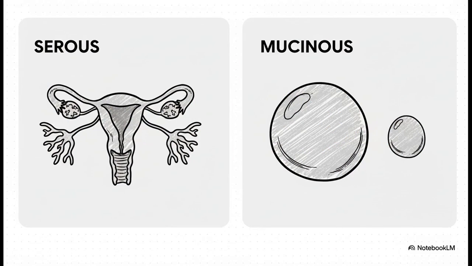And listen, these differences are not just some trivia for your Viva. Knowing that serous carcinomas are often bilateral, meaning they are found in both ovaries, that can completely change the surgeon's plan during the operation. Mucinous tumors, on the other hand, are almost never bilateral. If you see them in both ovaries, you have to suspect it's not from the ovary at all, but a metastasis from somewhere else, like the appendix.